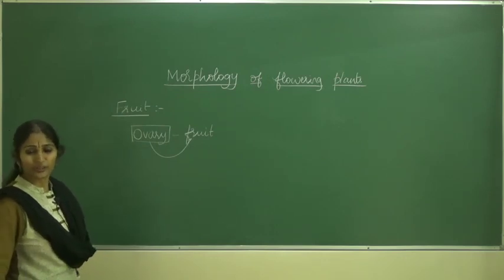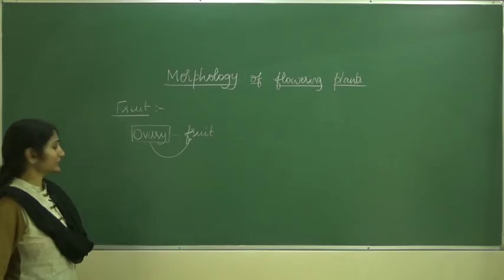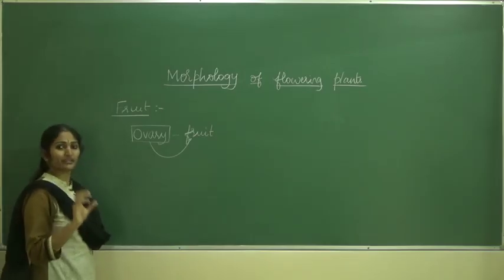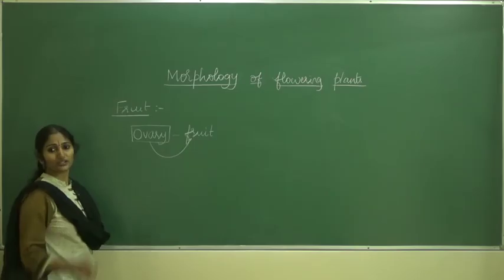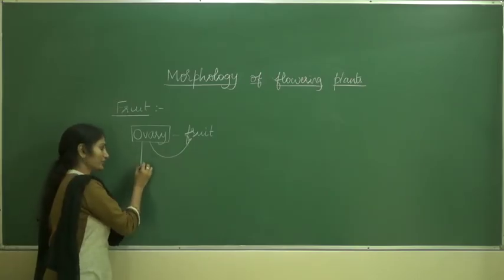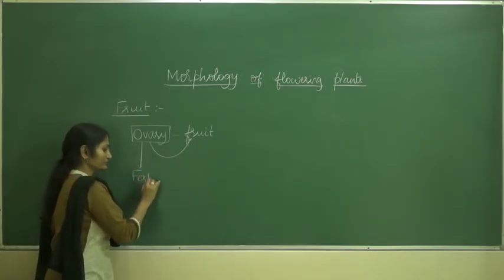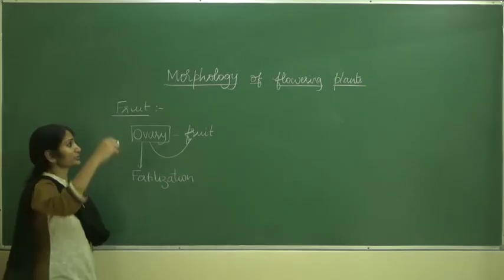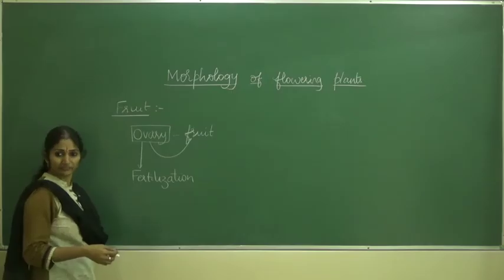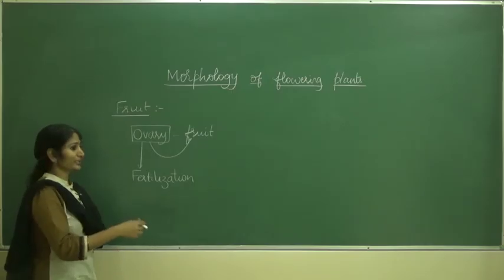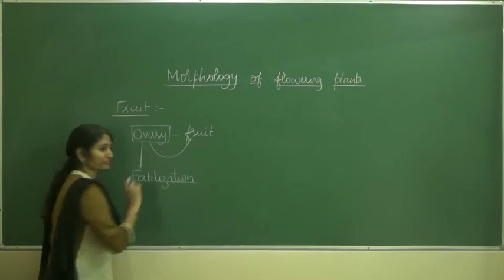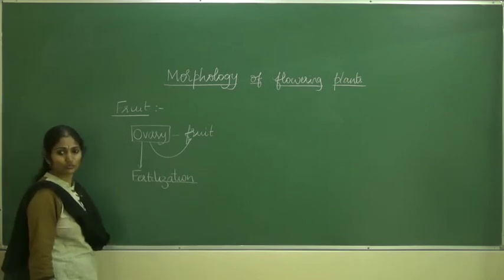And what gives that characteristic of modifying that ovary itself into a fruit? Now that is dependent on the process of fertilization. Now during fertilization, we have seen that the pollen grains would go inside the ovary, enter into the ovule, and there that would get fertilized. Right? This is what would happen.